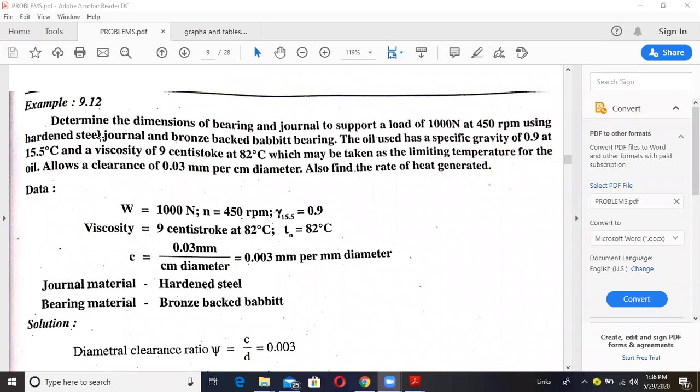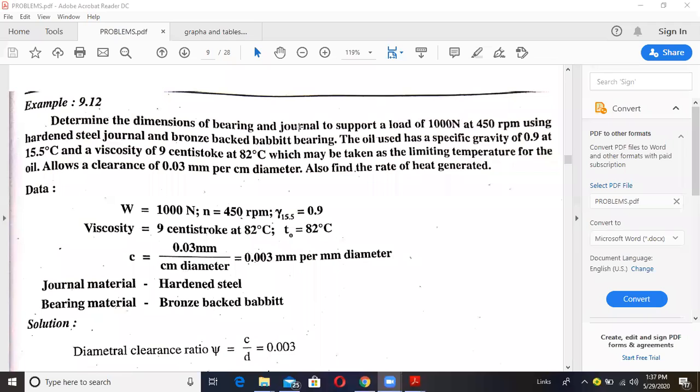Next problem. Determine the dimensions of the bearing and journal to support a load of 1000 kilonewton at 450 rpm. At the beginning they only told us to determine the dimensions of the bearing and journal. So if you want to design a bearing and journal, we require the diameter of the bearing, the diameter of the journal, and the length of the bearing. Those are the dimensions of the bearing. So we have to calculate capital D, small d, and length L. That is what we are going to calculate.